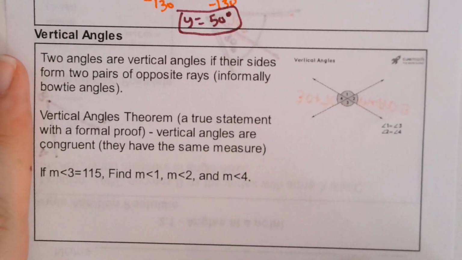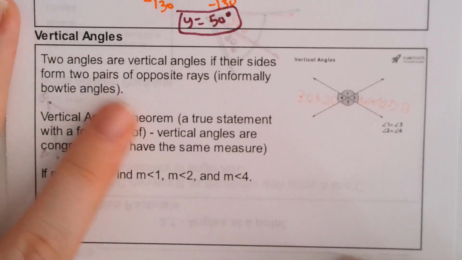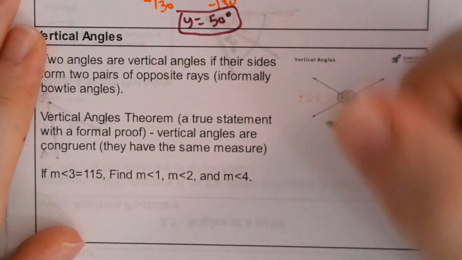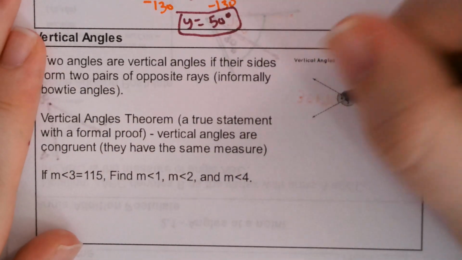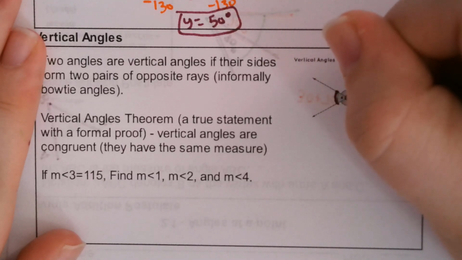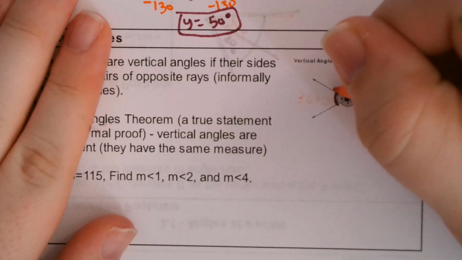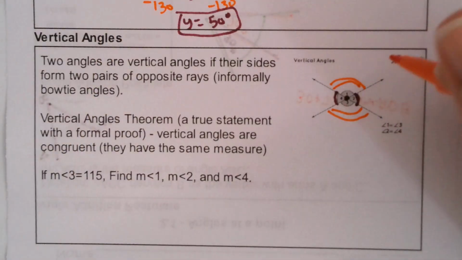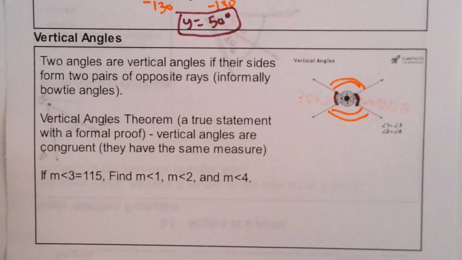Awesome. Last one, vertical angles. Vertical angles are formed from two pairs of opposite rays. They only touch at the vertex. So angle 2 and angle 4 right here are one pair of vertical angles, and angle 1 and angle 3 are another pair of vertical angles. They only touch at the vertex. Their arms don't touch at all.